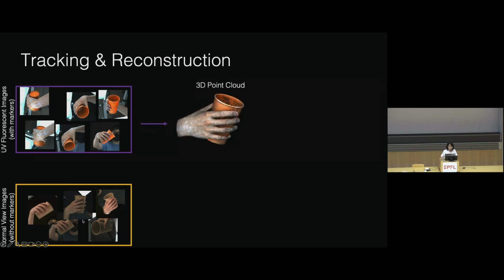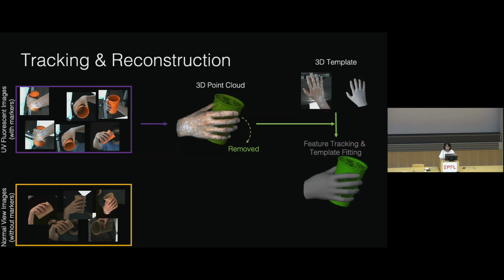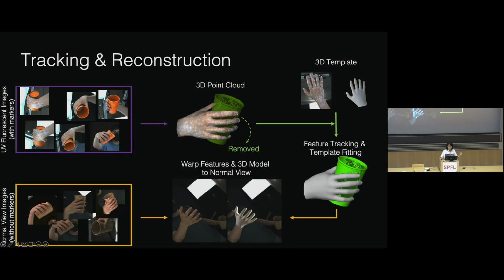So we first recovered the 3D point cloud using the fluorescent images because they're full of features, and for each frame, we align the 3D point cloud to a known template. And between neighboring frames, we used fluorescent features for tracking. And finally, we mapped the 3D model and tracked feature points to the normal view images, from which the deformable objects may be very hard to track or reconstruct, since their original appearance may have very little texture.